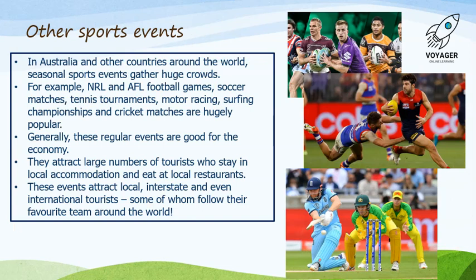But what about other sports events? In Australia and other countries around the world, seasonal sports events gather huge crowds. For example, NRL and AFL football games, soccer matches, tennis tournaments, motor racing, surfing championships, and cricket matches are hugely popular. Generally, these regular events are good for the economy. They attract large numbers of tourists who stay in local accommodation and eat at local restaurants. These events even attract local, interstate, and international tourists, some of whom follow their favourite team around the world.